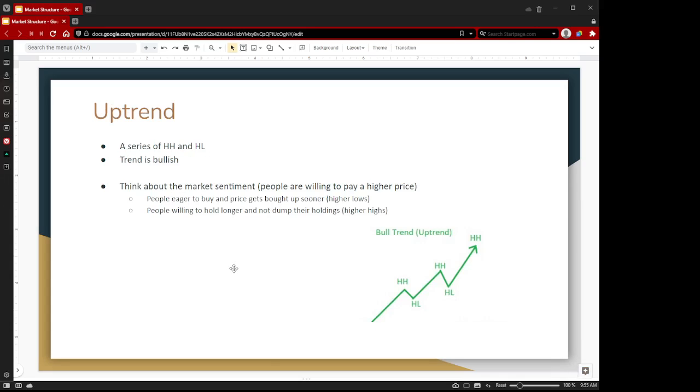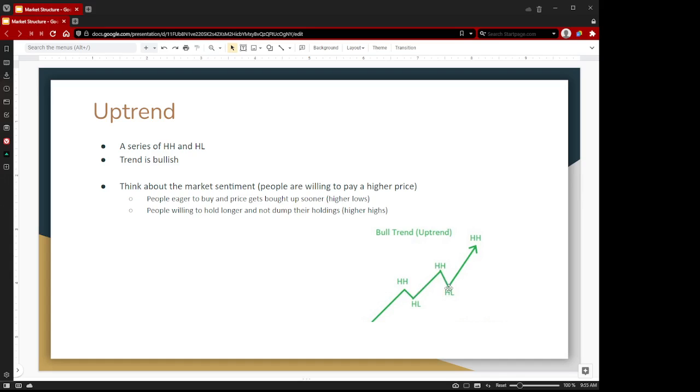And so going into our trends, we have our uptrend, which is a series of higher highs and higher lows. This trend overall is bullish. We can think about why that is if we think about the market sentiment going into this. People are willing to pay a higher price. If we follow this price action, we can see that we have the higher highs marked here, and higher lows. So we have a high, a low, a higher high, a higher low, and this is going to make a higher high as we're already above the previous price action. So think about the market sentiment that's happening here. People are eager to buy. And what that means is that as this makes a higher high, people are jumping into this sooner.